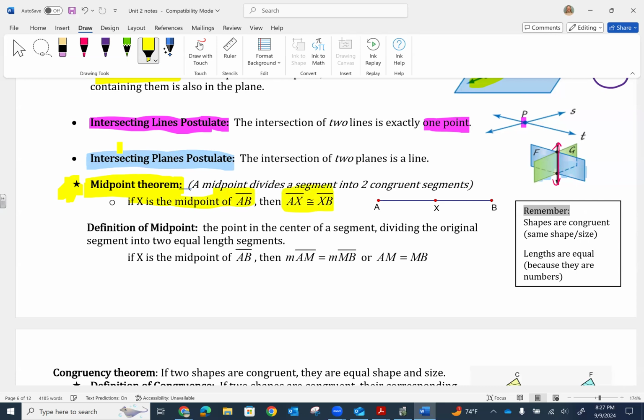We've used the midpoint theorem, haven't we? If you know this is the midpoint, what do you know about these two segments? They are congruent to each other. So if you ask why these two segments are congruent, the midpoint theorem states that. If you have a midpoint, then the two pieces are both congruent. So shapes can be congruent.